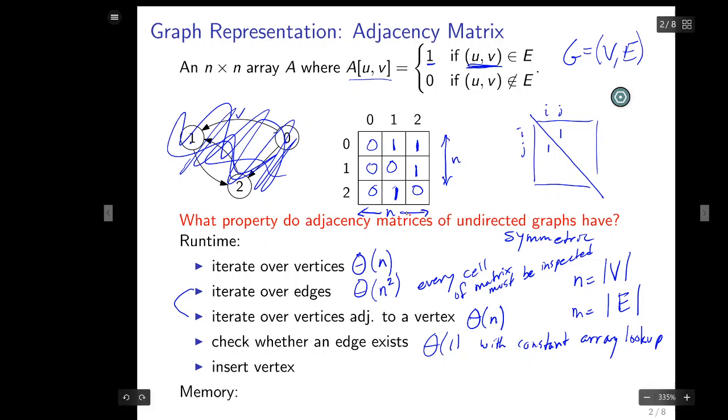Well, here's the vertex 2 that I'm interested in, and this row of the matrix tells you everything that you can get to from 2. So your eyes probably should be going to that row and looking along that row to figure it out. But how long is that row? N. And you've got to look at the whole row. And by you, I mean a computer.